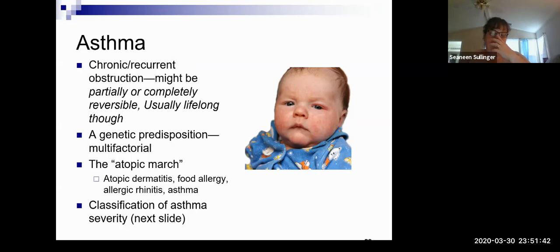We have that picture in the upper airway of the child that puts their hand up against their nose, that allergic salute. And then dermatitis or eczema can be linked to asthma. So oftentimes they'll go hand in hand.